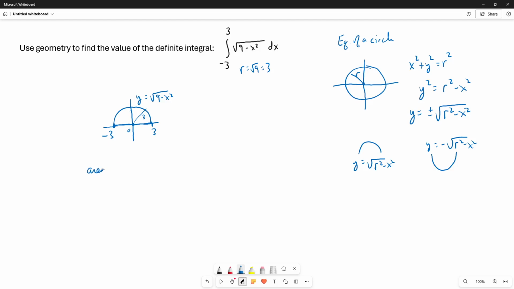So the area of a semicircle is 1/2 of the area of the whole circle. And the formula for the area of the circle is pi r squared. And so our radius is 3. So we get 1/2 times pi times 3 squared. In other words, we get 9 pi over 2. So that's the area of this region, and therefore that is the value of this definite integral.